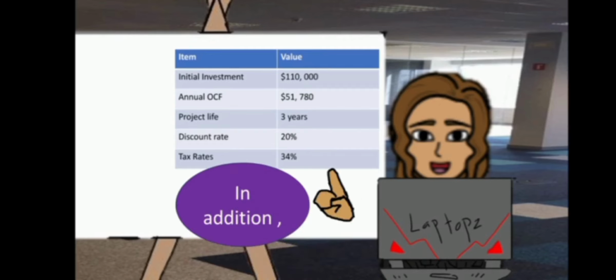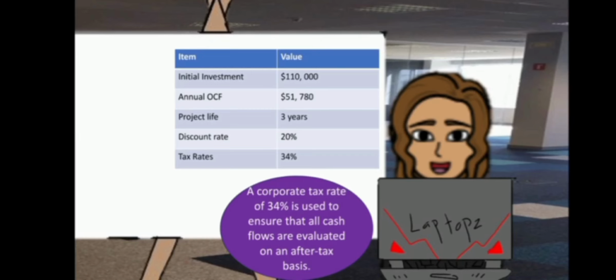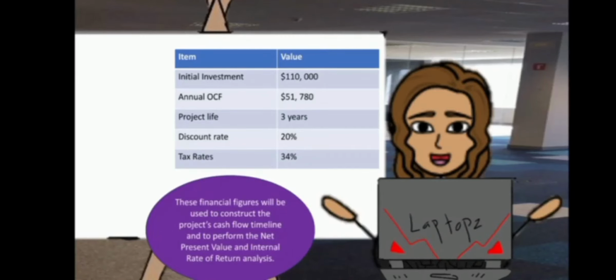In addition, a corporate tax rate of 34% is used to ensure that all cash flows are evaluated on an after-tax basis. These financial figures will be used to construct the project's cash flow timeline and to perform the net present value and internal rate of return analysis.